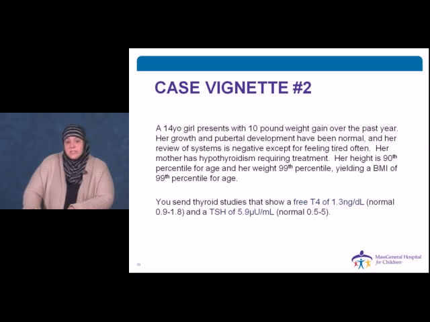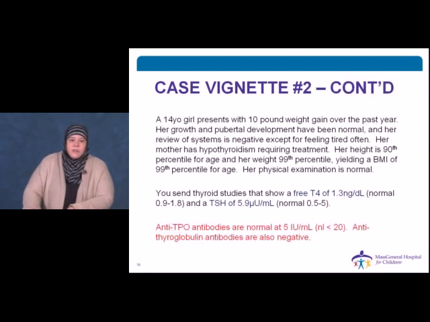So you send thyroid studies, and you get a free T4 of 1.3, which is normal, and a TSH of 5.9, which is slightly high. Now, especially given the mother's history, I would send thyroid antibodies as the next step in this case. And so you see that anti-TPO antibodies are normal, and anti-thyroglobulin antibodies are also negative. So the most likely answer in this case is obesity.